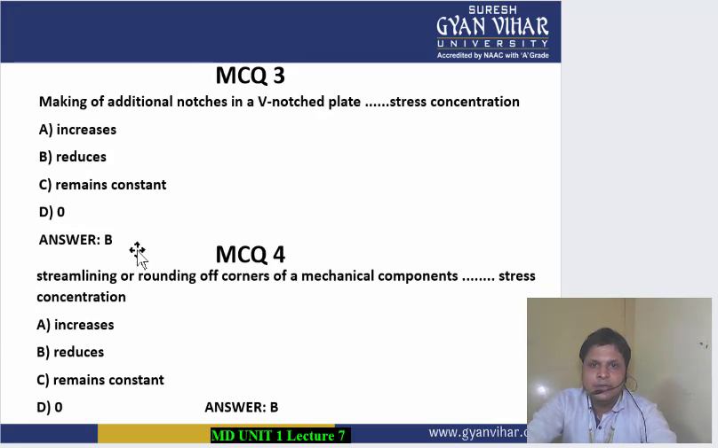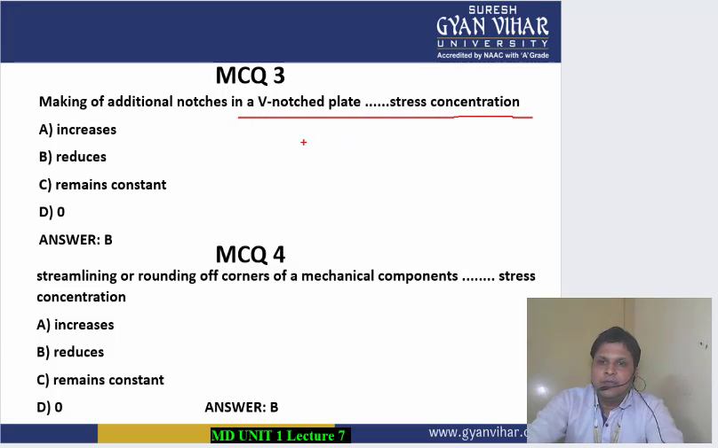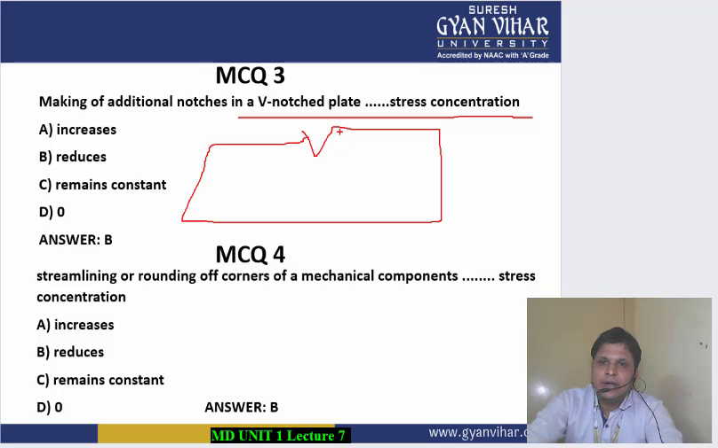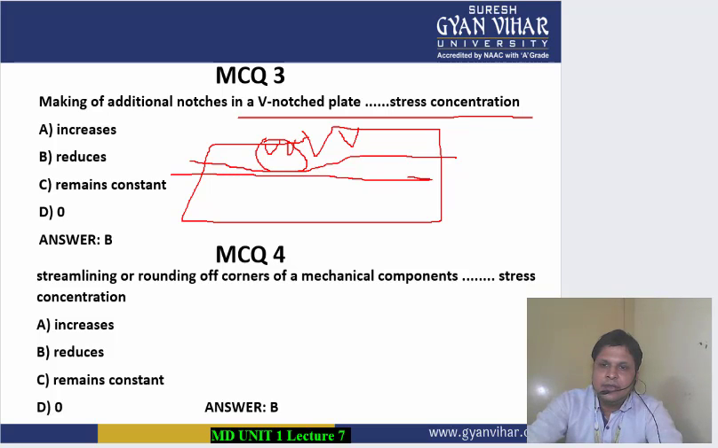Coming into the MCQ number 3, making of additional notches in a V-notched plate. Now if this is the V-notched plate, and if you make an additional notch in its vicinity, what happens, this is basically done to reduce the stress concentration, because they smoothen the stress lines, so it reduces the stress concentration. B is the correct answer.